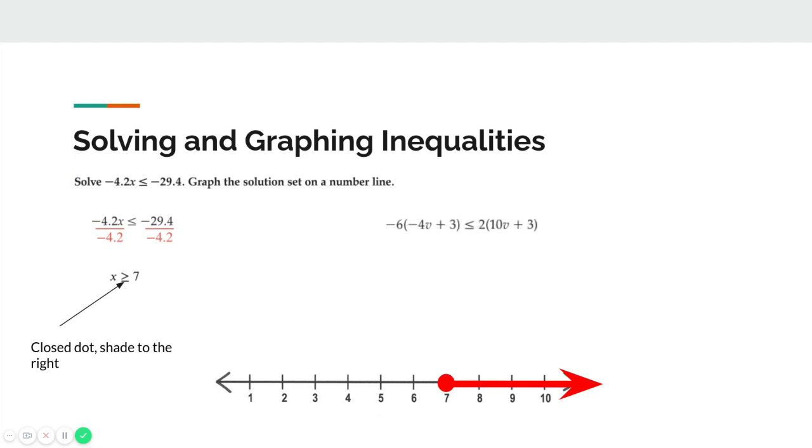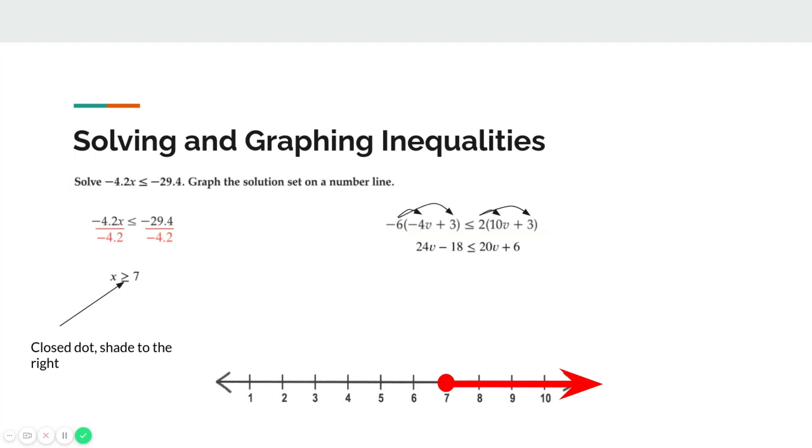Another example. This one has some more steps involved, but I still need to approach it just like solving an equation. If you think back to our last lesson, it said if you had any grouping symbols, parentheses, or brackets, we need to get rid of them. So that means I'm going to use the distributive property twice on the left, and twice on the right. Once I use that distributive property, I will end up with 24v minus 18 less than or equal to 20v plus 6.